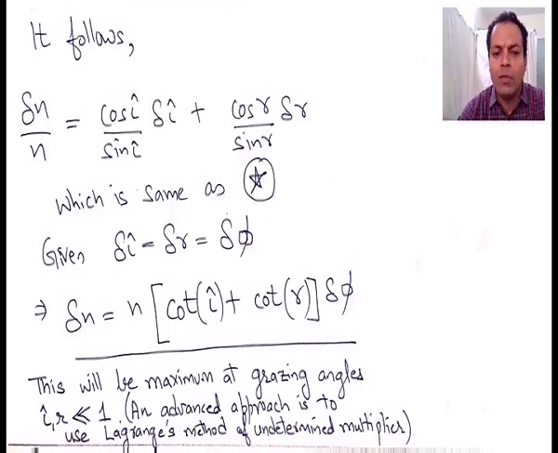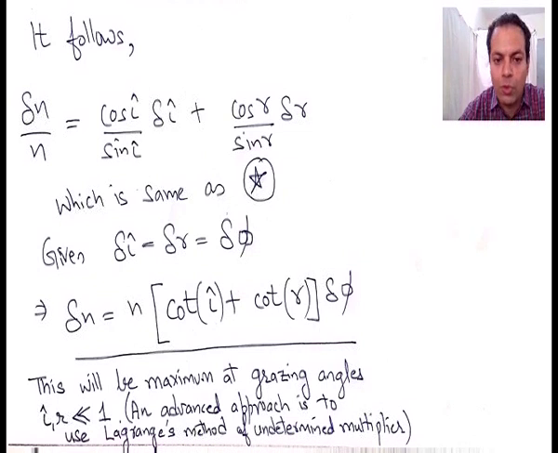When will this be maximum? Well, actually you should use, to be precise, an advanced approach called Lagrange's method of undetermined multipliers, where we are trying to maximize this function of two variables being I and R, where the two variables are related to each other. That is, there is a constraint. The constraint is the Snell's law. I will not go through that advanced approach. I just made a mention of it.